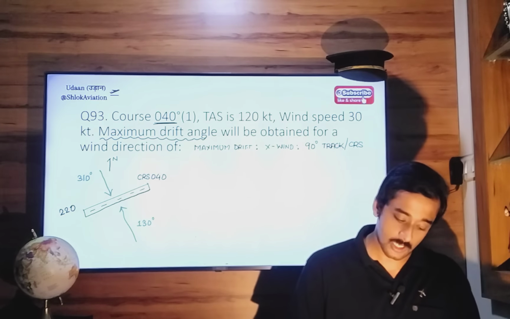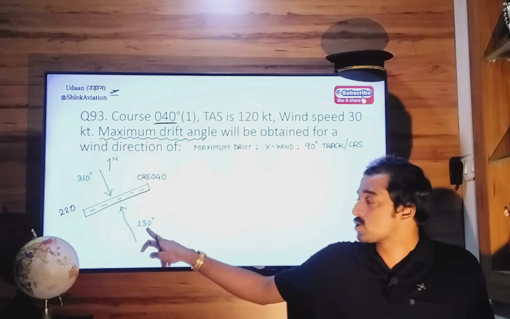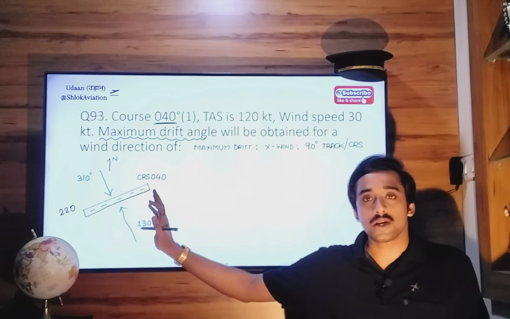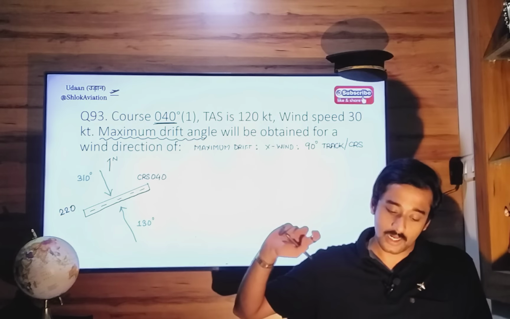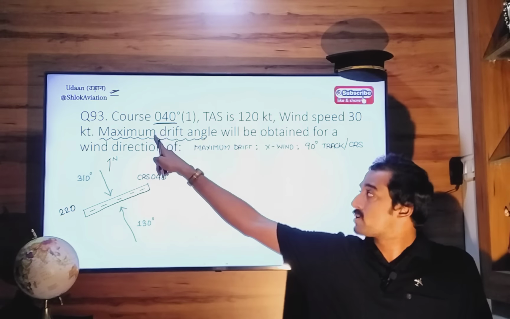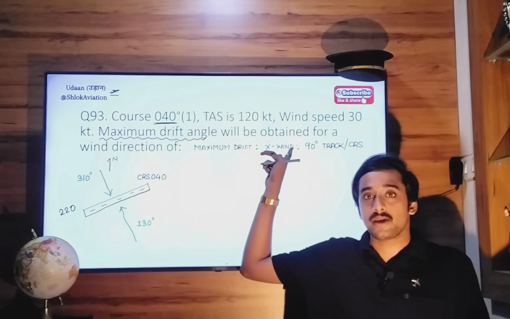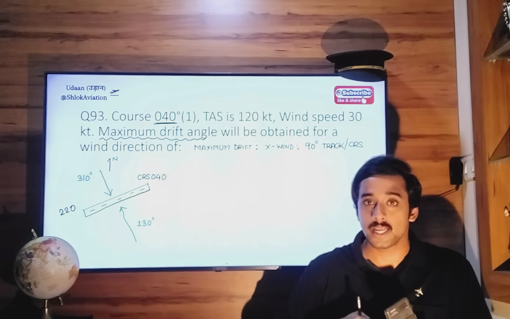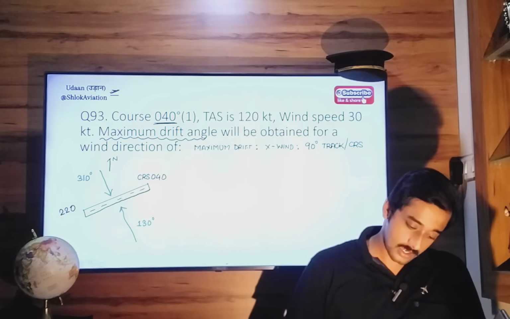So select that option which is closest to this value 130 or 310. Main thing to understand here is maximum drift angle means maximum crosswind coming at 90 degree to your track, perpendicular to your track. Next.